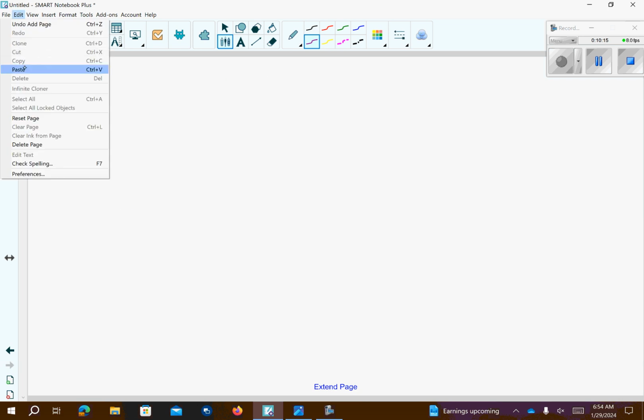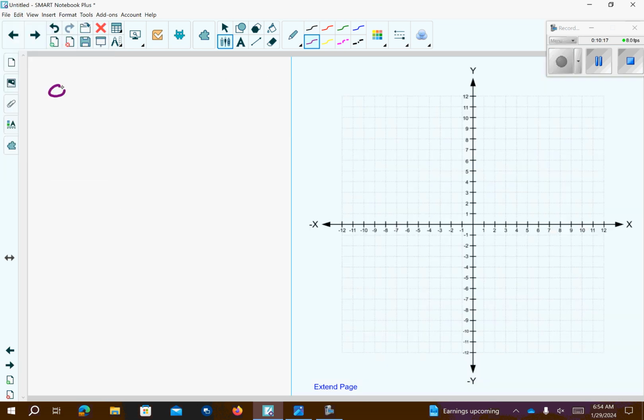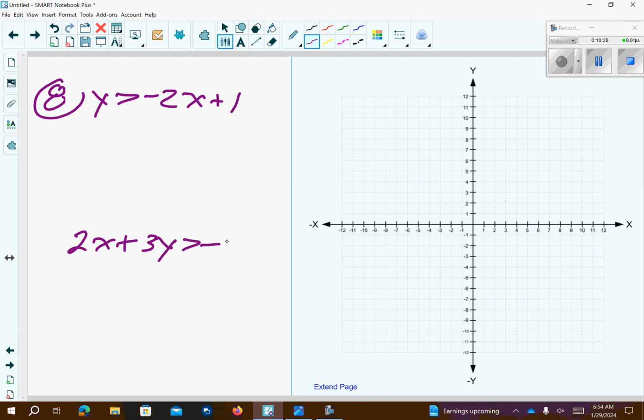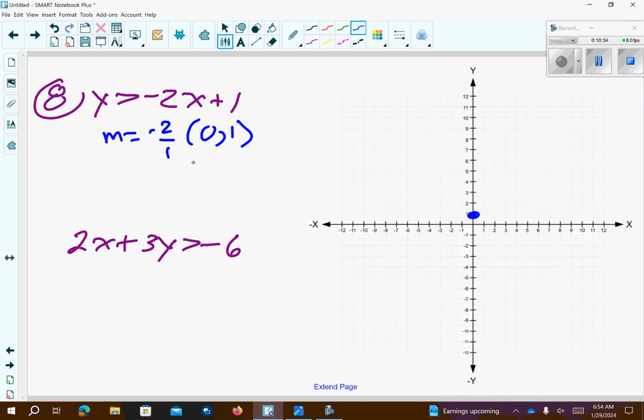Problem number 8. We get y is greater than negative 2x plus 1, and we get 2x plus 3y is greater than negative 6. So my y-intercept is going to be 0, 1, which is here. My slope is going to be negative 2 over 1, which is here, so I'm going to go down 2, right 1. This is going to be a dotted line. So dotted looks just like that.